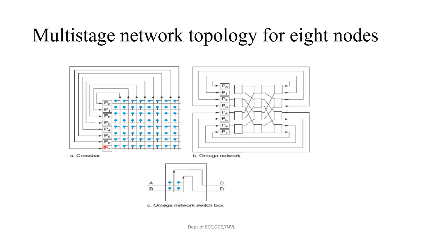The crossbar network is also called a fully connected network, which allows any node to communicate with any other node in one pass through the network. An omega network uses much less hardware than the crossbar network, that is, 2n log2 n versus n squared switches, but contention can occur between messages depending on the pattern of communication. For example, the omega network shown here cannot send a message from P0 to P6 at the same time that it sends a message from P1 to P4.